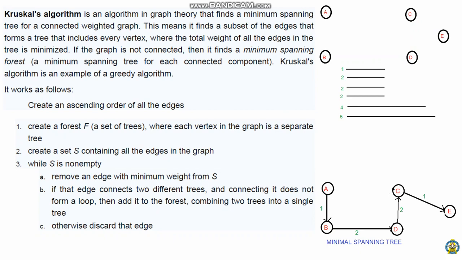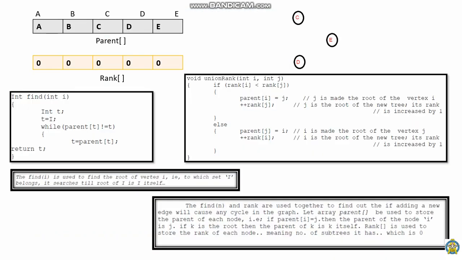Now, having seen the algorithm, how do we implement this in a program? That's important. To implement, we use a parent logic. That means for every node, I should know who is its parent. And the moment two nodes get connected, a parent gets a child, that means its rank increases. So we use two arrays. One array is called the parent array, with as many entries as the number of vertices. So A, B, C, D, E.